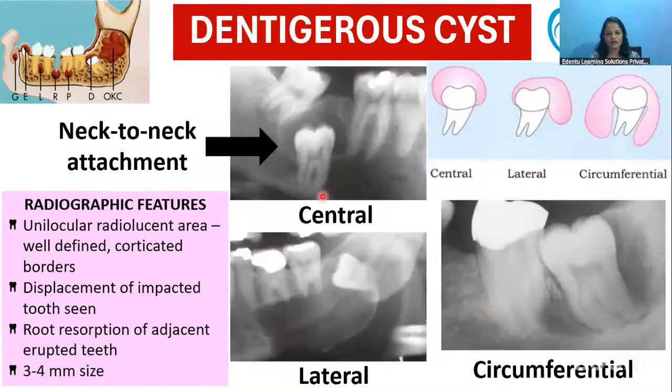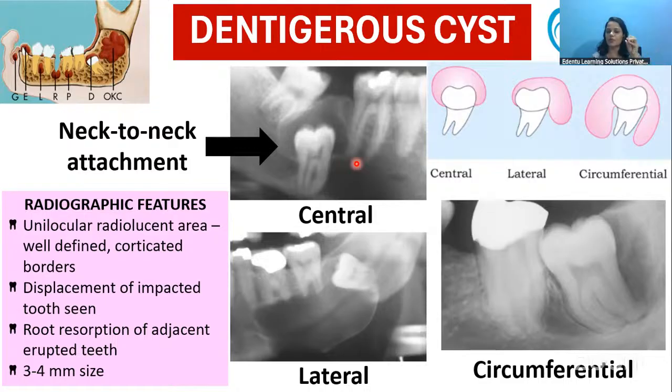If you look at the radiographic features also, you'll be able to see a well-defined unilocular radiolucent area like this, with well-defined and corticated borders. What do you mean by corticated borders? Corticated borders means surrounding the radiolucent area, there will be a very thin white line present. This thin white line represents the corticated border, which mainly shows a slow growing lesion.